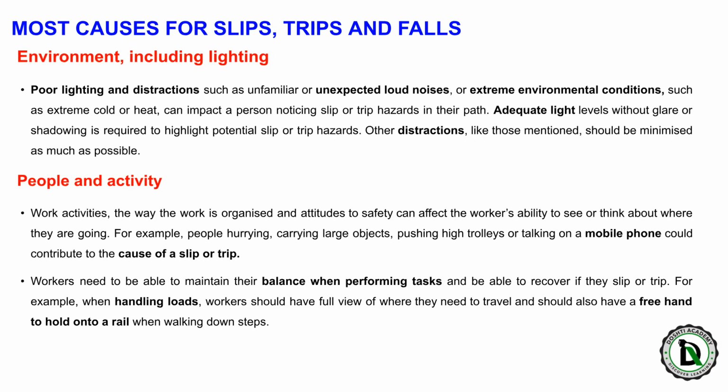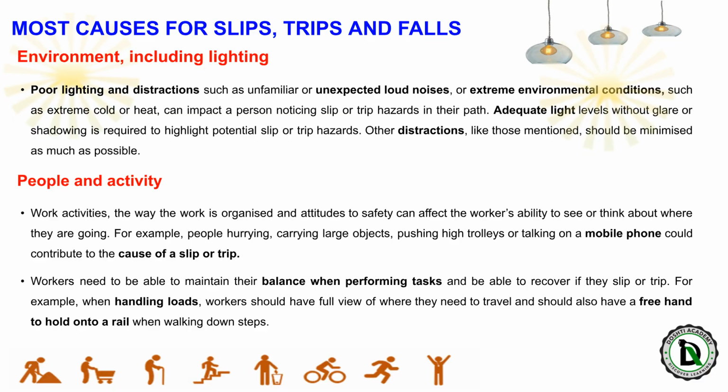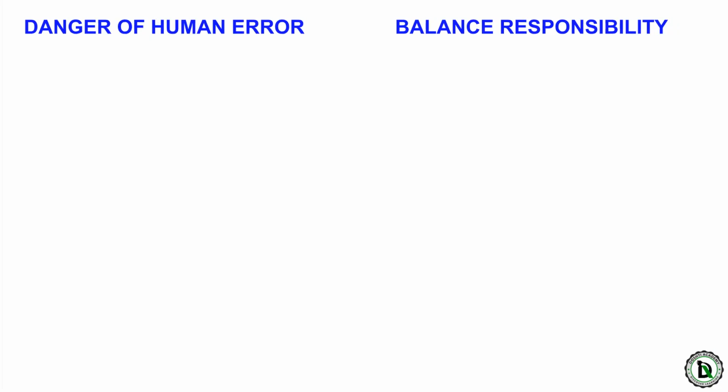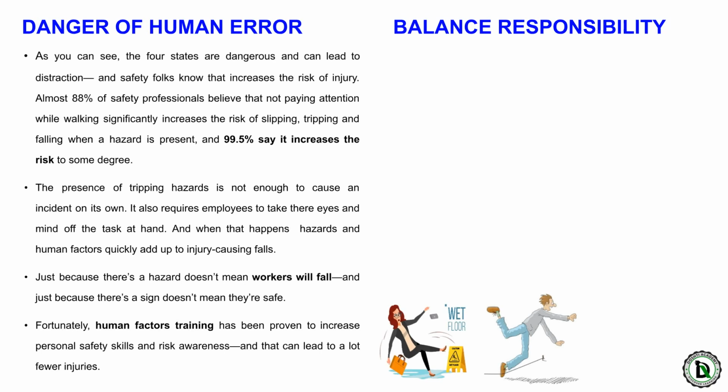Environmental factors like poor lighting, distractions, or extreme conditions can increase the risk of slips and trips. Adequate light without glare is necessary. Worker behavior and work organization also play a role. Hurrying, carrying large objects, or using a mobile phone can contribute to incidents. Workers must maintain balance and have a clear view when performing tasks, and distraction can increase injury risk.